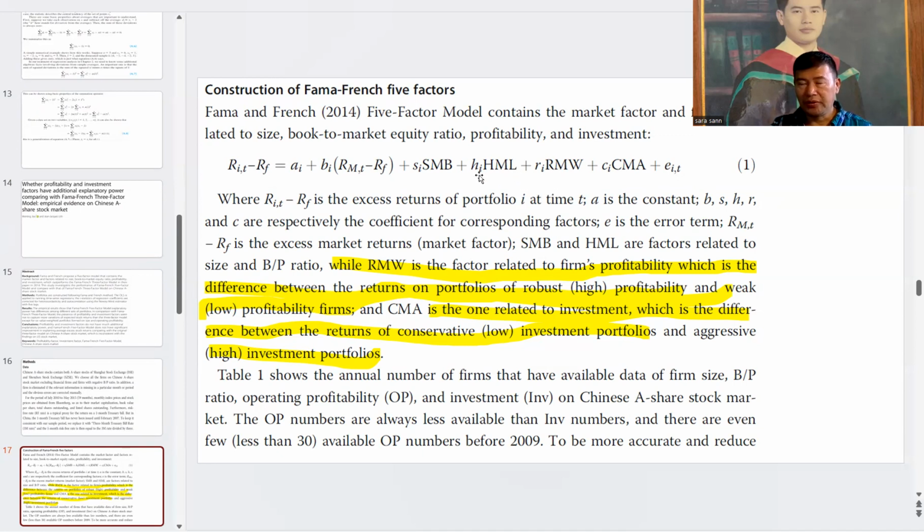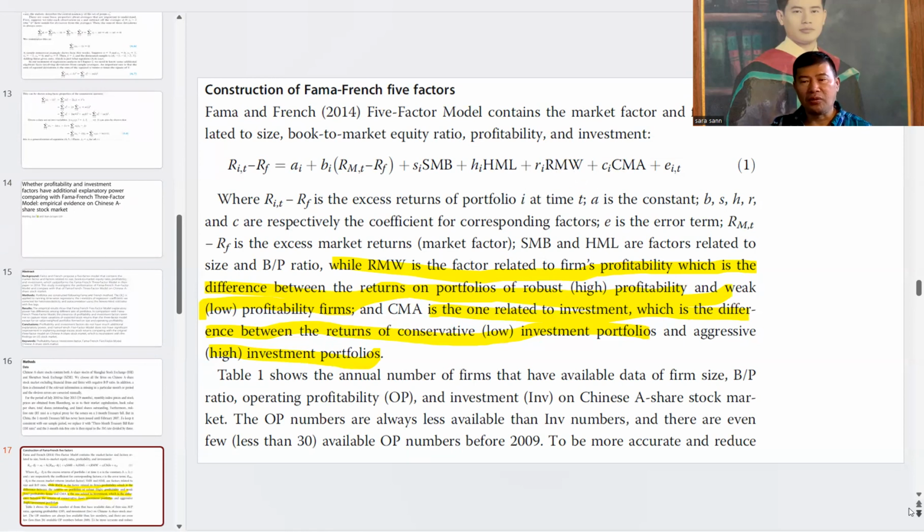From chapter 12, students understand the SMB, students understand the HML, and now let's understand the RMW. R is robust, M minus, W is weak. Robust means high profitability, or we can say return on equity, minus weak. And CMA is return on investment. C is conservative, or low investment, and A is aggressive, or high investment. So I explained the whole factor on the right side.